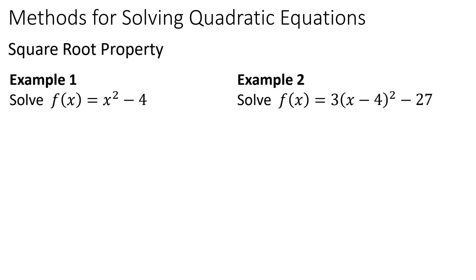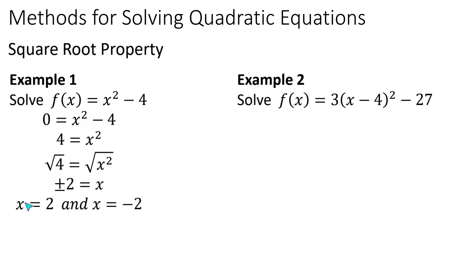So let's look at a couple of examples for the square root property. Example 1: the first thing you want to do is set y equal to 0. And in order to use the square root property, whatever's being squared has to be isolated. So we're going to add 4 on both sides, and we get 4 equals x squared. Take the square root on both sides, and so we get x is equal to plus or minus 2. So these are going to be your zeros.